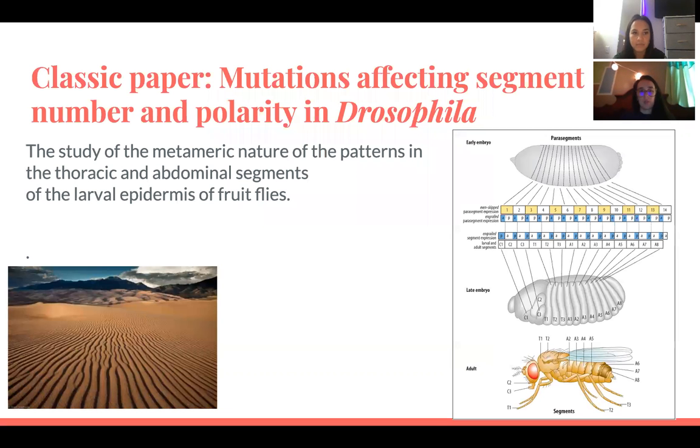So our classic paper discussed mutations affecting segment numbers and polarity in the fruit fly, the study of the metameric nature of patterns in the thoracic and abdominal sections of the larva epidermis of fruit flies. Very little is known about any organism about the genes involving the process of spatial organization.